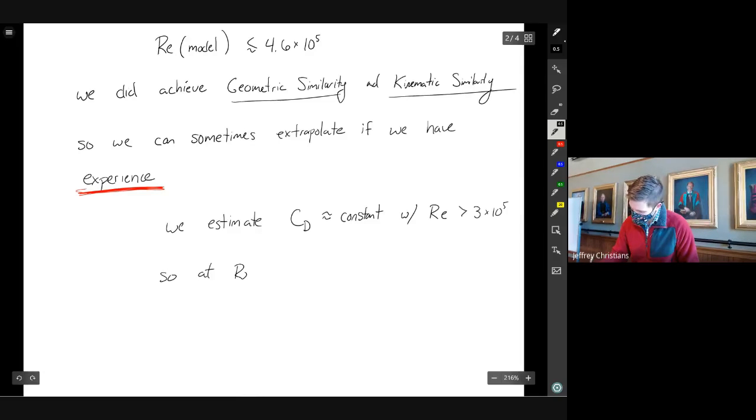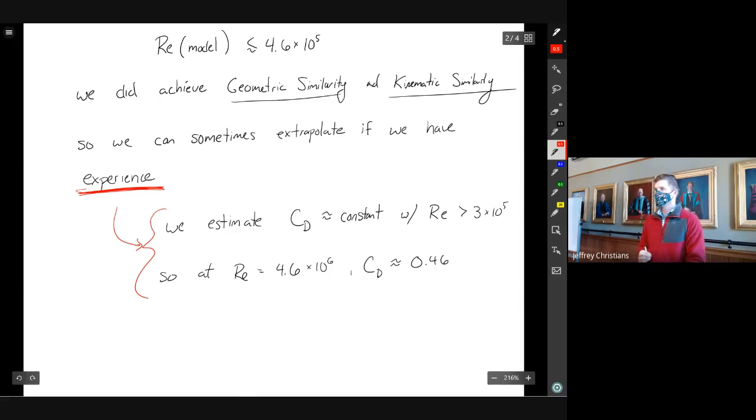So at a Reynolds number of 4.6 times 10 to the 6, which is where our real system was, C_D is about equal to 0.46. But to make that jump takes experience with these systems.